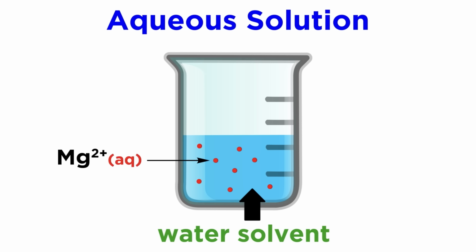And when we see the phase symbol AQ following any substance in a chemical equation, it means that the substance is completely dissolved in water, making it by definition an aqueous solution. Water itself in the liquid form will simply have the phase symbol L for liquid, rather than aqueous, because it is a pure liquid and it doesn't make sense to imply that water is dissolved within itself.